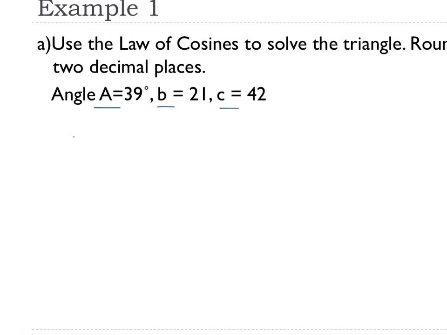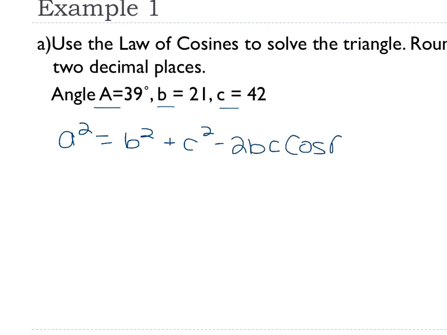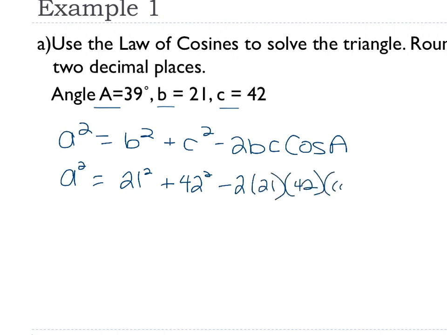Side A. So A squared equals B squared plus C squared minus 2BC cosine A. The more you write it, the more you're going to remember it. I'd write it every time if you could. And then just plug your values in. So A squared equals 21 squared plus 42 squared minus 2 times 21 times 42 times the cosine of 39 degrees. And then let your calculator do the work.